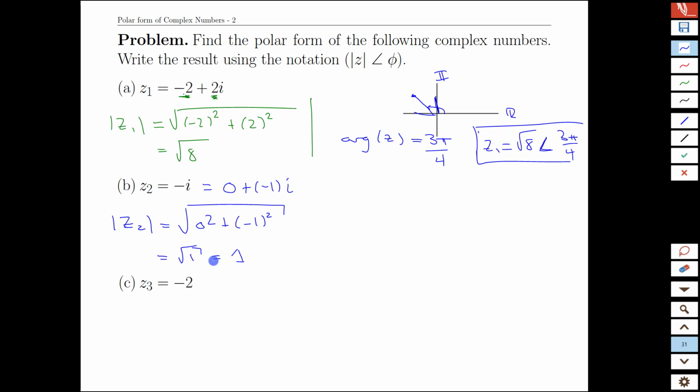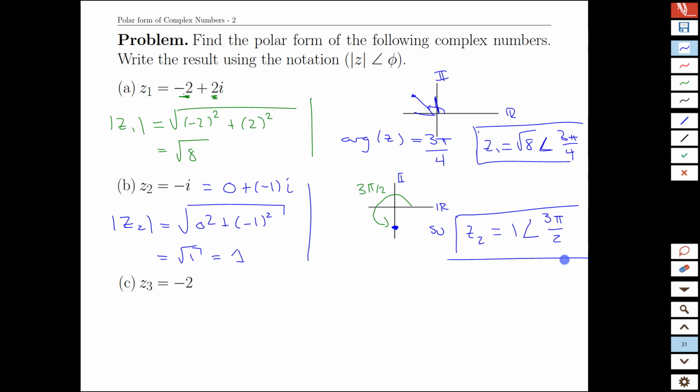Notice by the way we're doing this, the magnitudes are always purely real numbers. That should be emphasized. We're never going to have a complex number as the magnitude for these polar forms. All right, what about the argument? So we'll do a little sketch again here, and this point is negative i, so our real axis, imaginary axis, it's minus 1 on the imaginary axis. So counting counterclockwise around here, that would be 3 pi over 2 for the angle. And so our z2 here is 1 with an angle of 3 pi over 2.